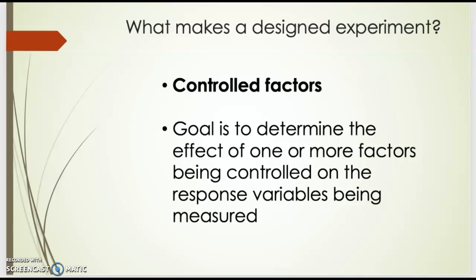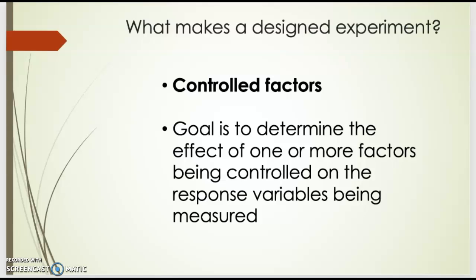Well, the big thing is controlled factors. We'll get to some examples in a minute, but if we can't control something, then it's not a designed experiment. So there has to be some variable or some aspect of the design that the researcher actually has control over. And the goal of this designed experiment is to determine the effect of these factors, the ones being controlled, on the response variable.